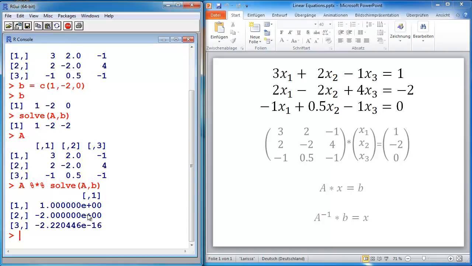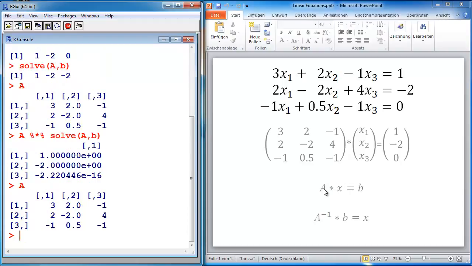It's because calculating this is very difficult. It needs a lot of calculations, and the computer is not exactly accurate here. But okay, so this is 1. This is minus 2, and this is 0. And the vector B is 1, minus 2, 0. So 1, minus 2, 0. This is correct. Now I will show you how to calculate the inverse of matrix A.